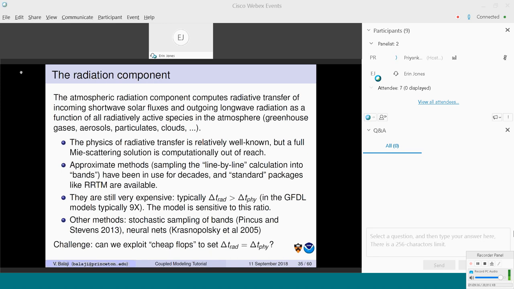So in our model, for example, the radiation is called once every... what is it for you? Every other, so every two times. We found out that our model is pretty sensitive to this ratio. Actually it's not 9, sorry. Yeah, 3 hours.